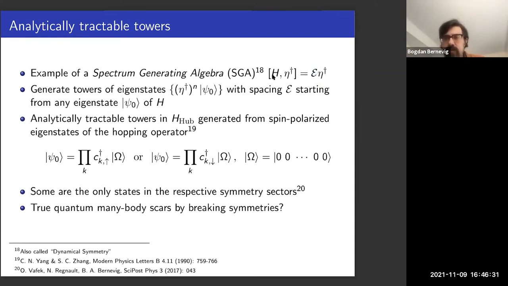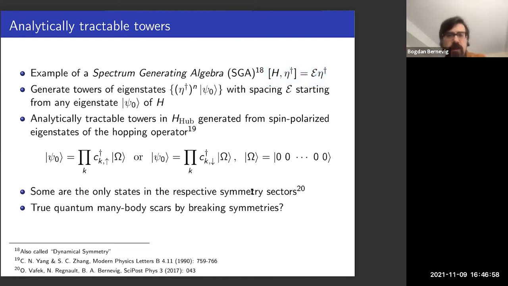Even if it had this symmetry, for any eigenstate that you start with, you could find this tower of states. So you'd find many towers, but you find only one. Okay, so the difference is that in the Hubbard model, eta is a symmetry, whereas in the AKLT, this P operator that we use to define the states is not a symmetry.